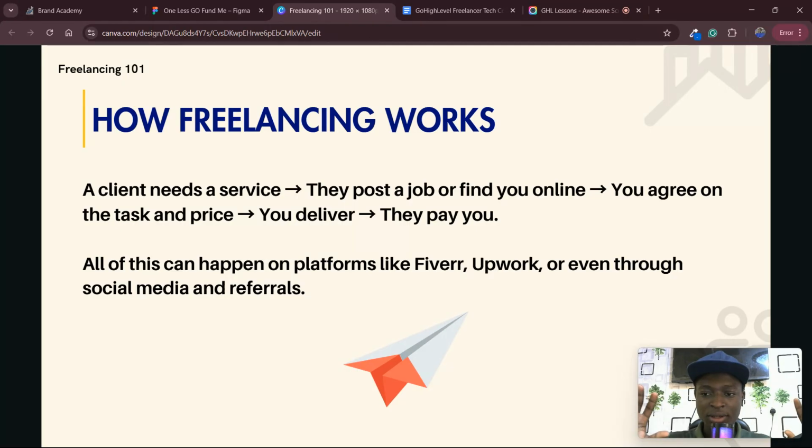That's it. And then you agree with them in terms of, okay, this is what I'll need from you, this is the timeline it will take. Okay, so that's how freelancing works. That's simply how freelancing works.